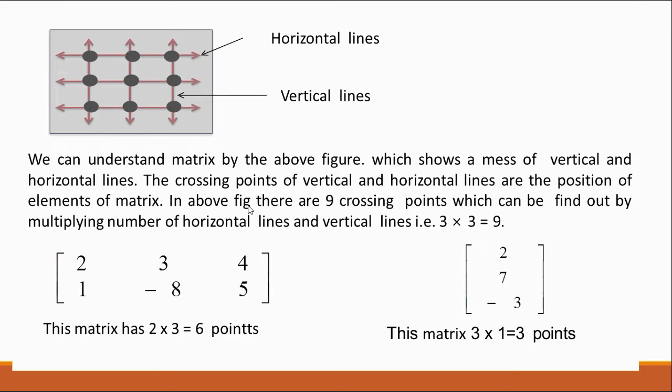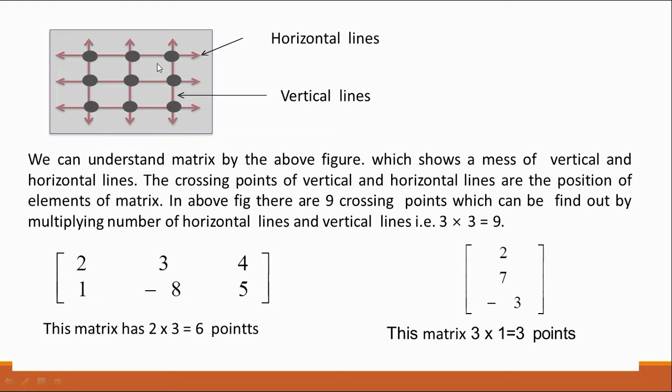Dear student, here you see a picture. This is a representation of a matrix. You can understand a matrix by this figure, which shows a mesh of vertical and horizontal lines. The crossing points of vertical and horizontal lines are the positions of the elements of the matrix. In this figure, there are 9 crossing points, which can be found by multiplying the number of horizontal lines and vertical lines. That is 3 multiplied by 3 is equal to 9.